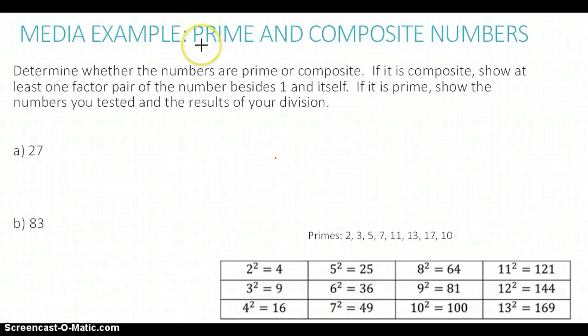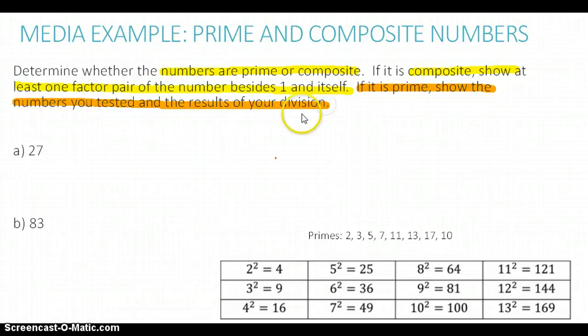In these examples, we're going to continue to look at prime and composite numbers. Let's read the directions carefully. Determine whether the numbers are prime or composite. If it is composite, we need to show at least one factor pair of the number besides one and itself. If it is prime, we need to show the numbers we tested and the result of our division. So let's go ahead and get started.